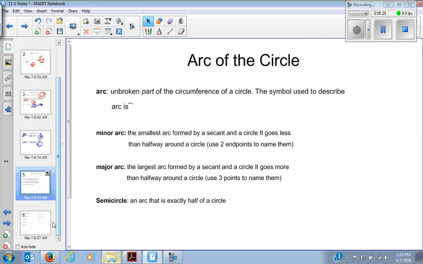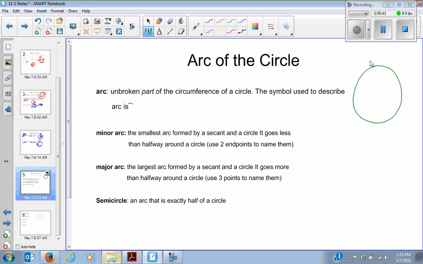All right, an arc. An arc is an unbroken part of the circumference of a circle. The symbol used is this little arc mark. So I'll just draw. If you have a circle and you just talk about from here to here, that is an arc, just like a piece of it. So that would be considered an arc.